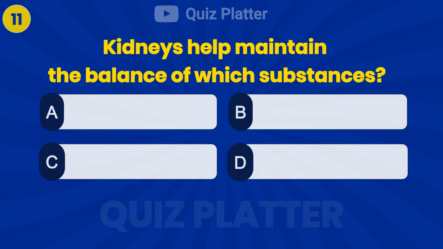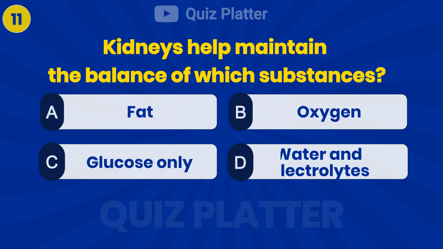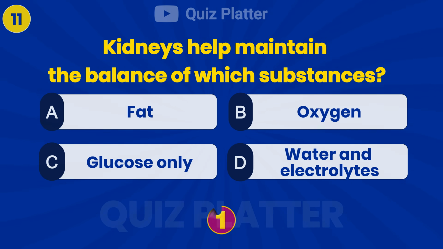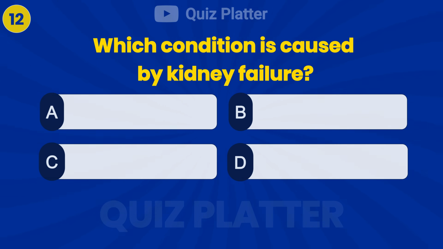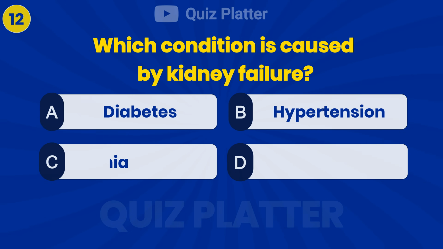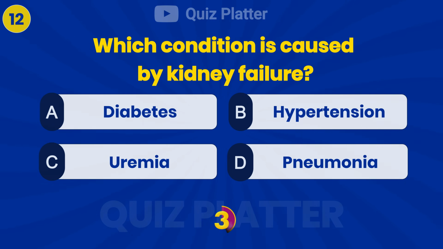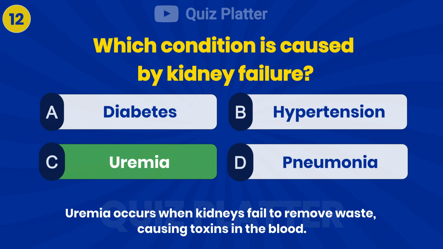Kidneys help maintain the balance of which substances? Answer: D. Water and electrolytes. Which condition is caused by kidney failure? Answer: C. Uremia.